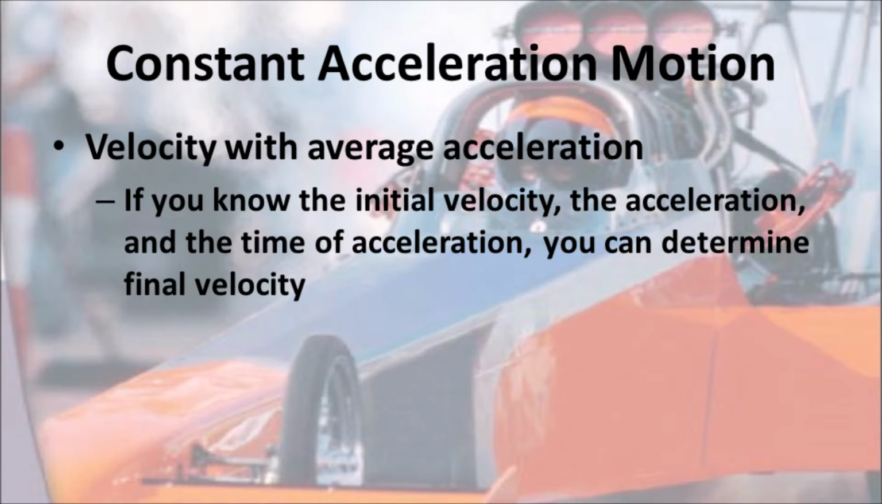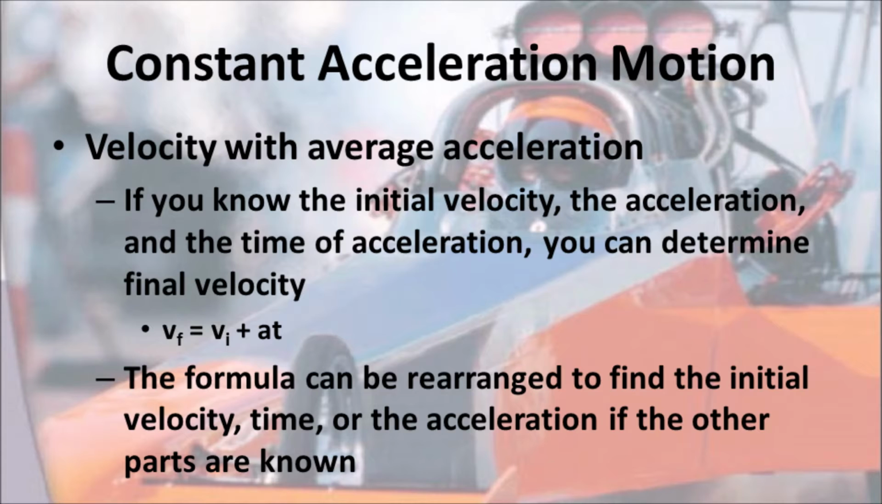All right, we've been learning about acceleration in this chapter, and we learned the basic formula of acceleration is equal to the change in velocity over the change in time. Now, like many other algebraic equations, we can rearrange that formula to solve for other variables. So for instance, if you know the initial velocity, the acceleration, and the time of the acceleration, you could actually determine the final velocity by rearranging the formula. And we end up getting the final velocity equal to our initial velocity plus acceleration times time. The formula can be rearranged to find the initial velocity if you need to, or the time, or the acceleration if you know all the other individual parts.